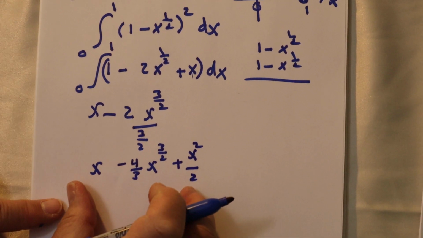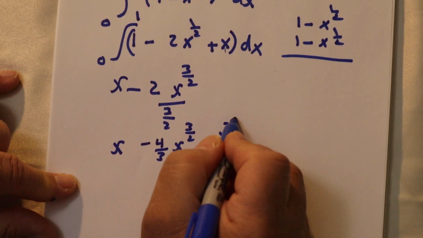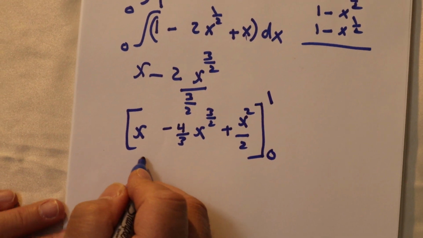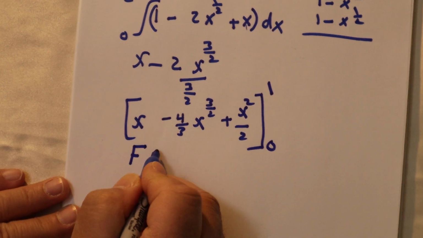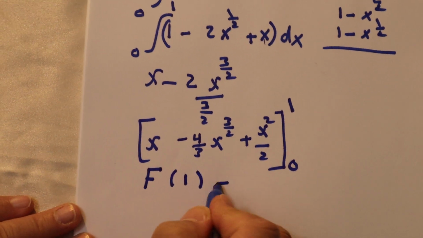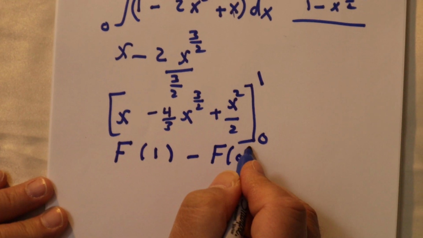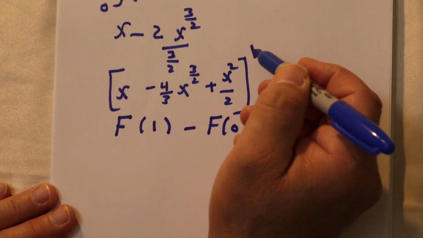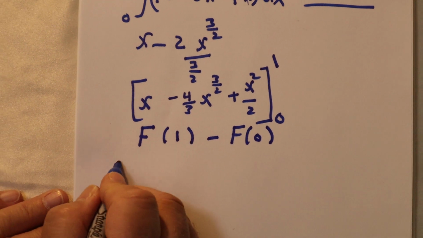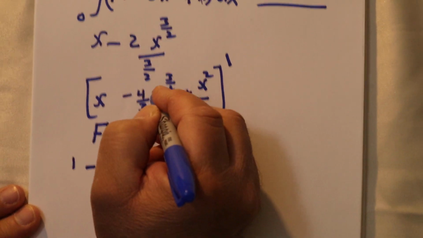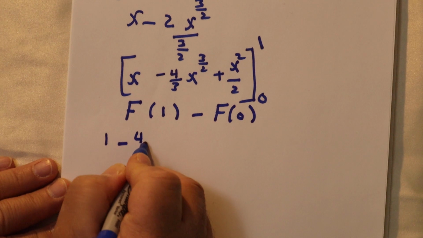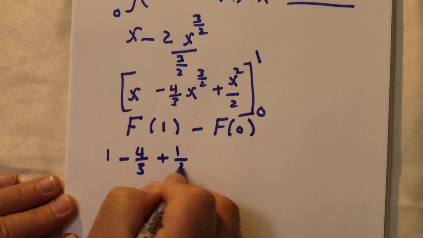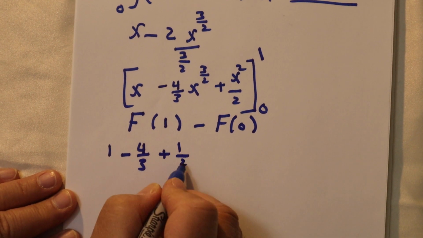So this is the integral result, and now we need to evaluate the function from 0 to 1. Apply the integral form: f of 1 minus f of 0. With definite and indefinite integrals, there's a big difference. So you substitute for 1. This will be 1 minus 4/3, since 1 to any power is 1, plus 1 squared over 2, which is a half. So we evaluate 1 minus 4/3 plus a half.